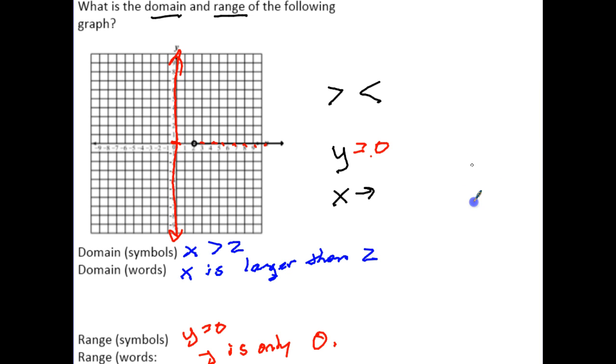In fact, if we were to make some ordered pairs for this, let's say we'll start a little bit bigger than 2. We'll start at 3. When x is 3, y is 0. When x is 4, y is 0. When x is 5, y is 0. When x is 6, y is 0.